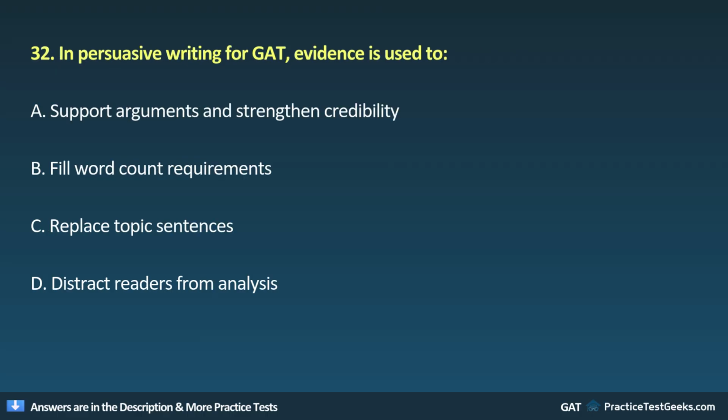In persuasive writing for GAT, evidence is used to A, support arguments and strengthen credibility. B, fill word count requirements. C, replace topic sentences. D, distract readers from analysis.